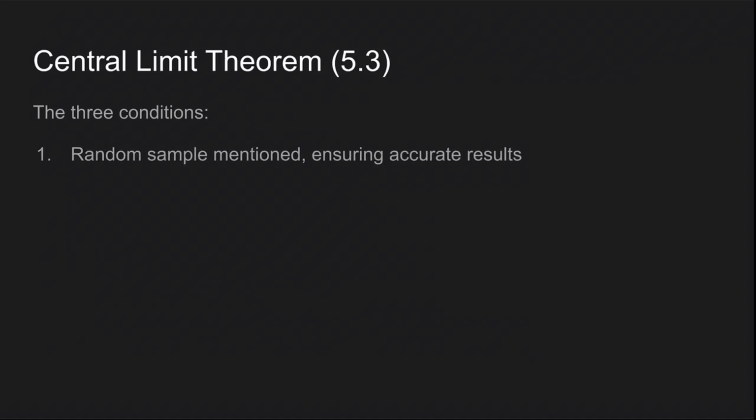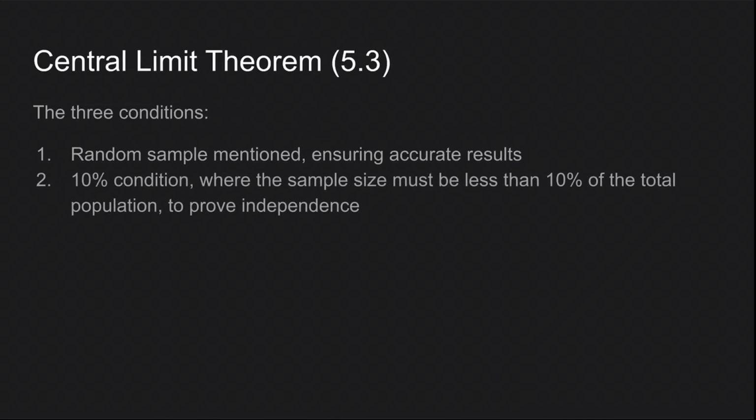One, a random sample. So in the problem, you have to make sure that it says that a random sample was selected, and this basically just ensures that you get accurate results in the study or experiment. The second condition is a 10% condition, and this is where the sample size has to be less than 10% of the total population, and this proves independence between the samples. So it's not dependent on other samples or outside factors.